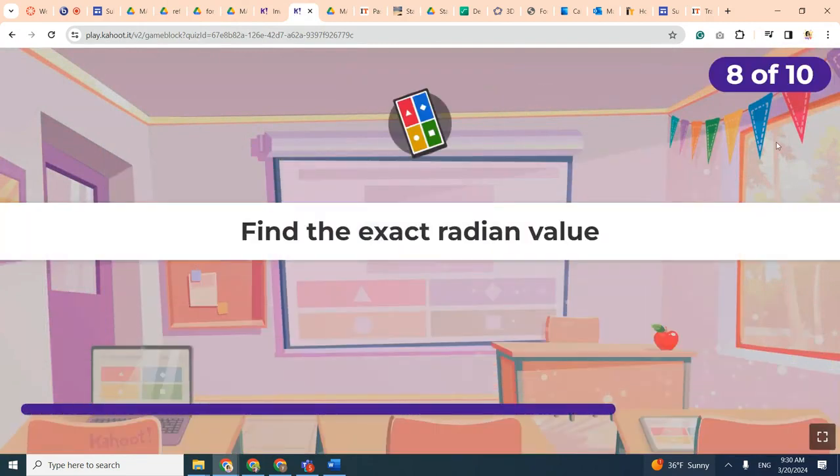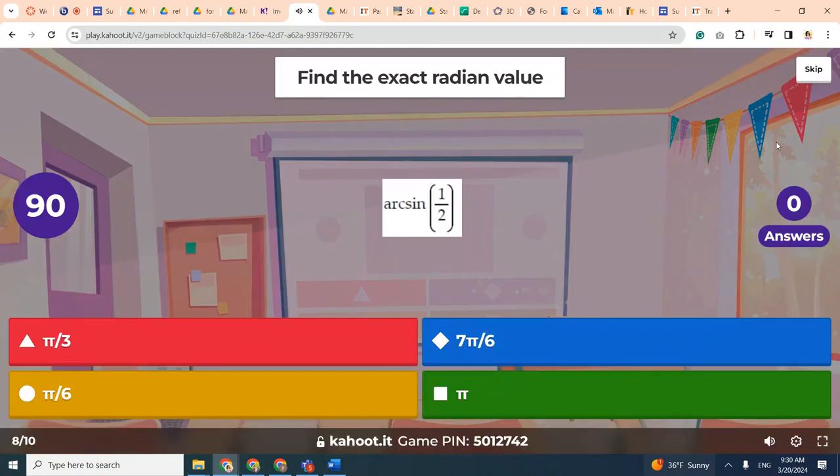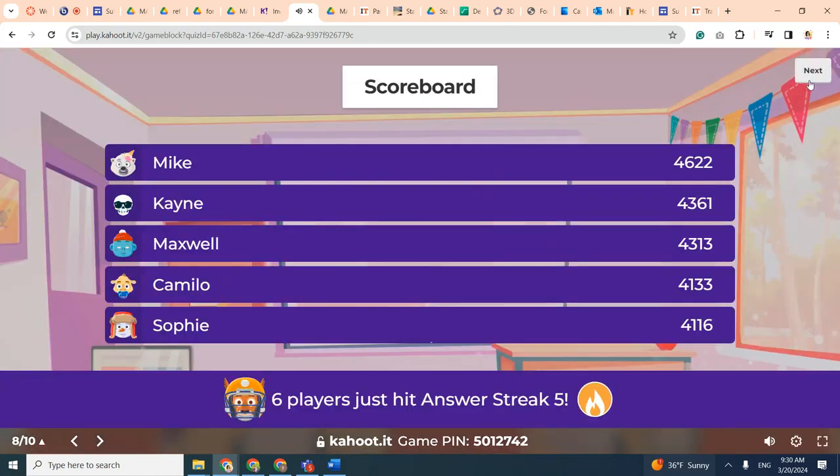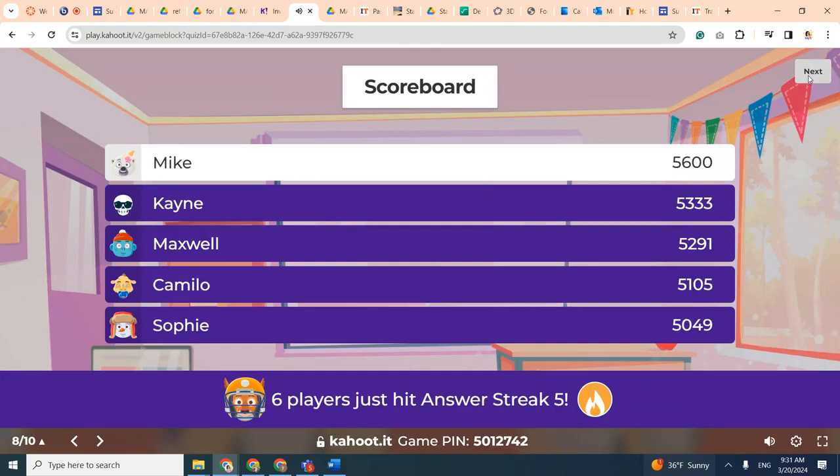Again, find the exact radian value. Arcsine of 1/2. Good job. Yes. Okay.